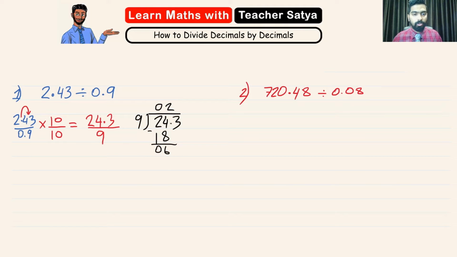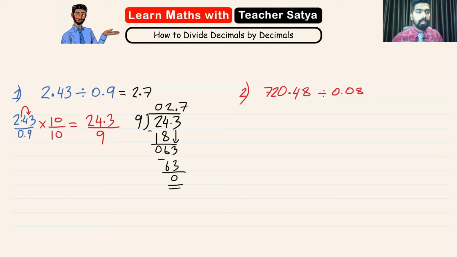Now if you take a look at it, after this we have a decimal. So we are going to put the decimal first and then we are going to drag the 3 down, and we see that 9 times 7 is going to give us 63, and 63 minus 63 is 0. Therefore 2.43 divided by 0.9 is equal to 2.7.